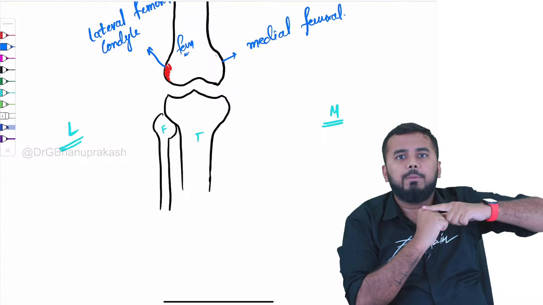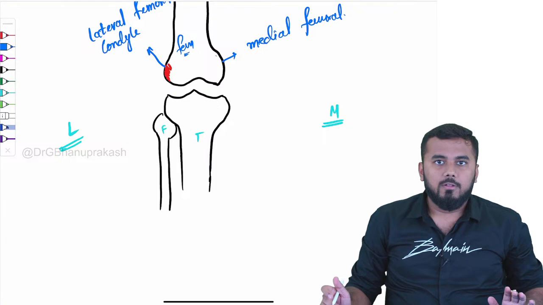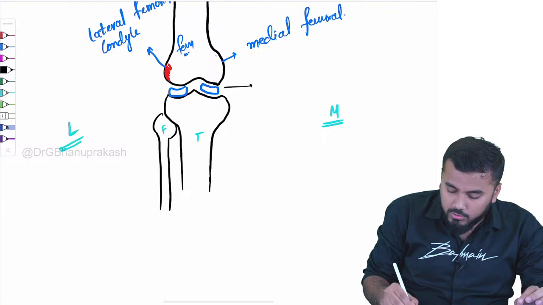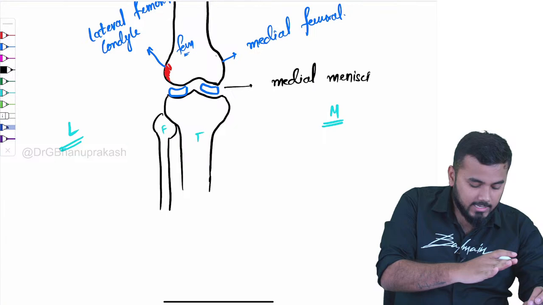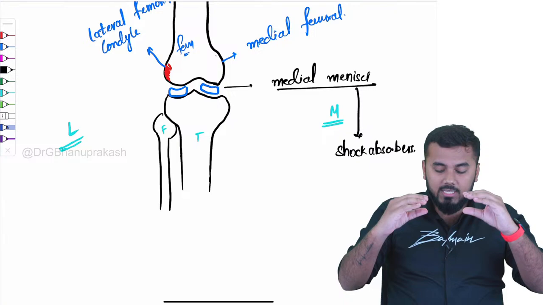So for that reason, nature has provided us two little pillow-like cushions. They are called shock absorbers. So what are these shock absorbers? Very good, Rathod Anjali. The one on the medial side is called the medial menisci, and the one on the lateral side is called the lateral menisci. So these menisci act as shock absorbers.